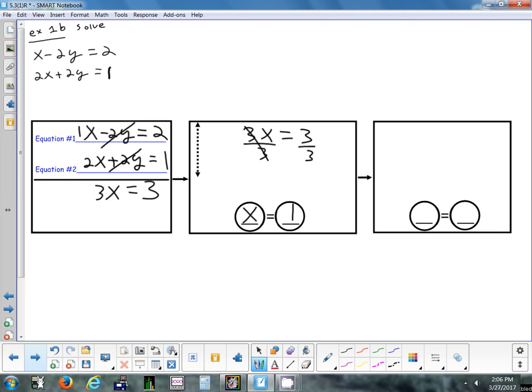Okay, let's see. How about Maggie? Are we done? No. No, what do we still have to do? We have to... What do we still have to find? What's going to go here in these circles? Or specifically this one?